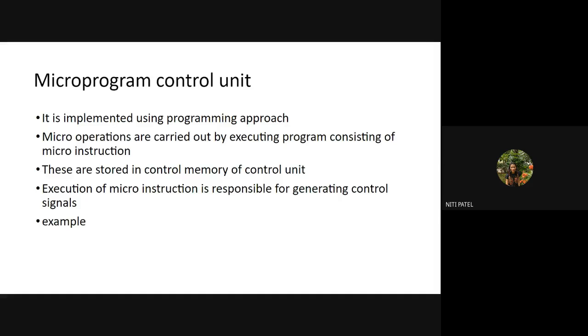Okay, so let us start with the next part, that is the microprogrammed control unit. Now what is a microprogram control unit? We have seen one implementation which is hardwired. The second implementation which we'll be seeing is the microprogram. What is microprogram? It is implemented using a programming approach. That means we'll be using some programming concept. We won't use any hardware like flip-flops or control signals. Simply programming will be used. Therefore, it is called a microprogram control unit.